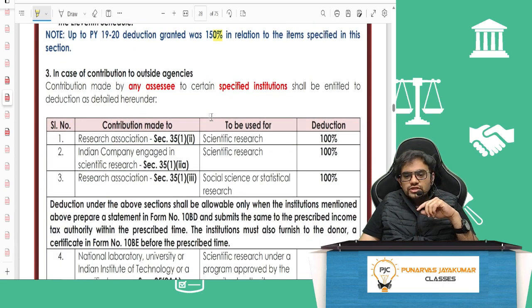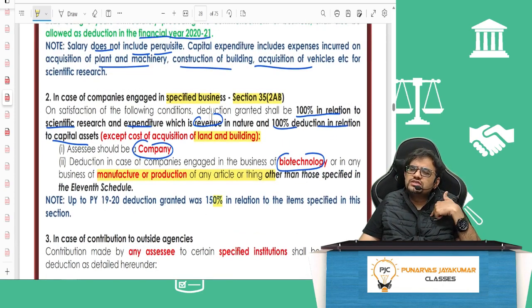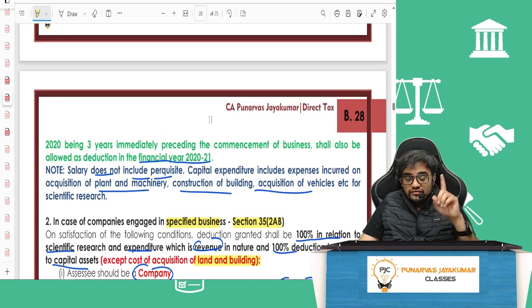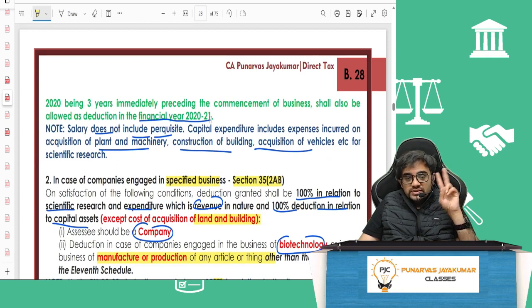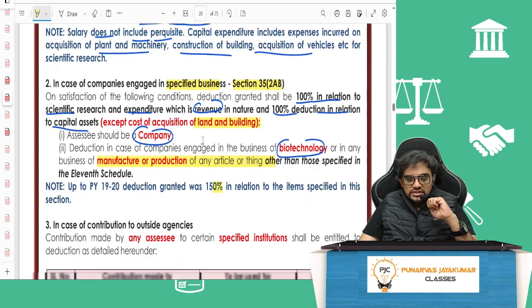In case of contribution to outside, see, one part was what? In-house research. In in-house research, what is allowed? Revenue expenditure before 3 years and after 3 years, everything is allowed. Before 3 years, only two things are allowed: plant and machinery, salary. Capital expenditure, whether it's before or after, land is anyway not allowed, others are allowed. But in 35(2)(ab), it is only for specified business and only for companies. And what is specified business? Biotech or any manufacturer. 100% is allowed. Revenue, everything is allowed. Capex, only acquisition of land and building is not allowed. Correct? Yes, that's about it.